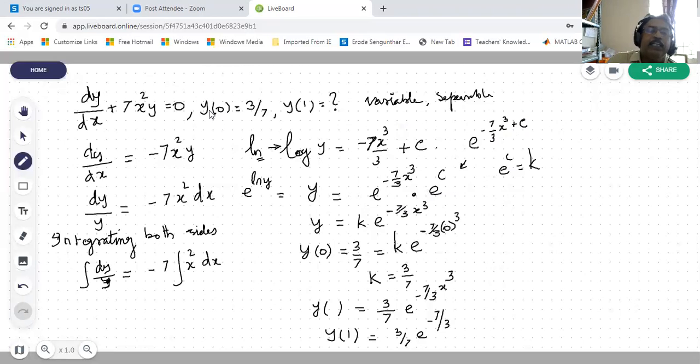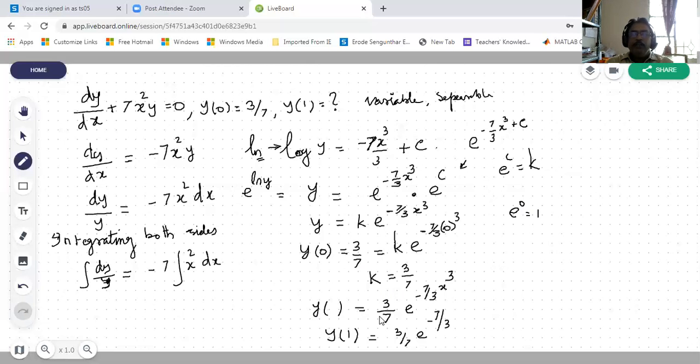So given the initial condition y of 0 is equal to 3 by 7, I have applied y of 0. We have y here. So 3 by 7 is equal to k e power minus 7 by 3 into 0 cube. E power 0 is 1. So k is equal to 3 by 7.